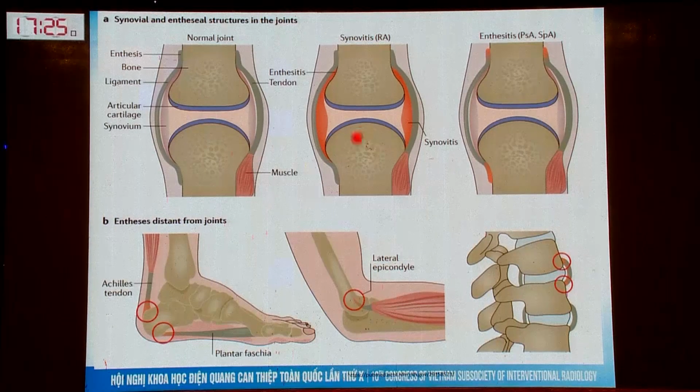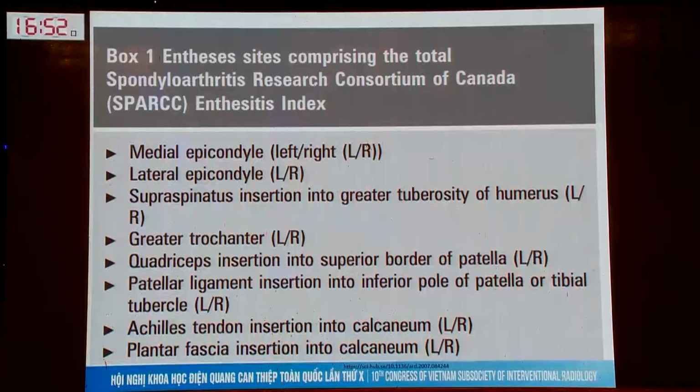This is because in rheumatoid arthritis, the inflammation usually occurs in the synovium, so we call it synovitis. But in the case of spondyloarthritis or ankylosing arthritis, you can see the inflammation in the enthesis, so we call it enthesitis. And this is the enthesis distance from the joint. And usually when we talk about sports injury with enthesitis, this is about this kind of tendons. And we have the names of enthesis here relevant to sports-induced injury, sports injury enthesitis.